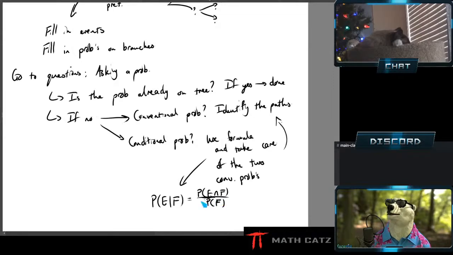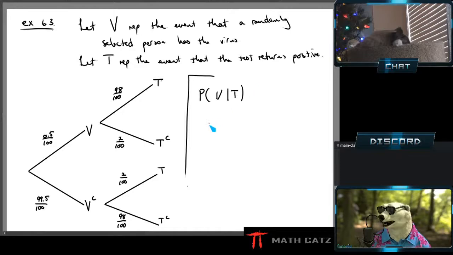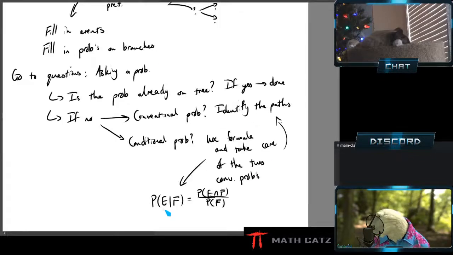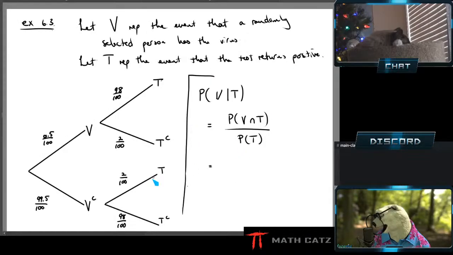I rewrite the conditional probability as two conventional probabilities. I'll do it below here. It's always the probability of the intersection divided by the probability of the given event. Always. Now I treat them separately. I just have two conventional probabilities and I'm back to my flowchart over here. Identify the paths and add them up if there are multiple paths.